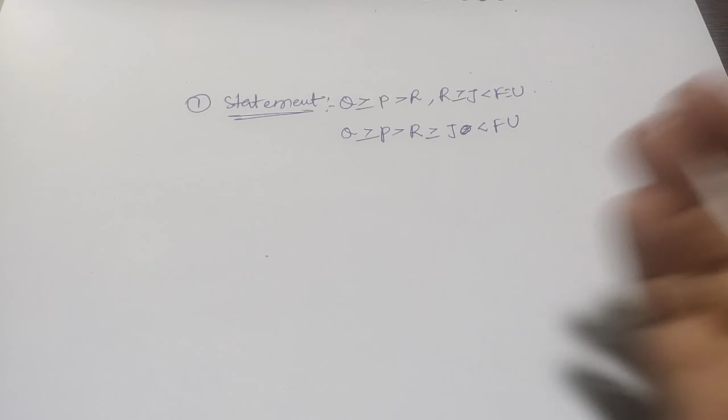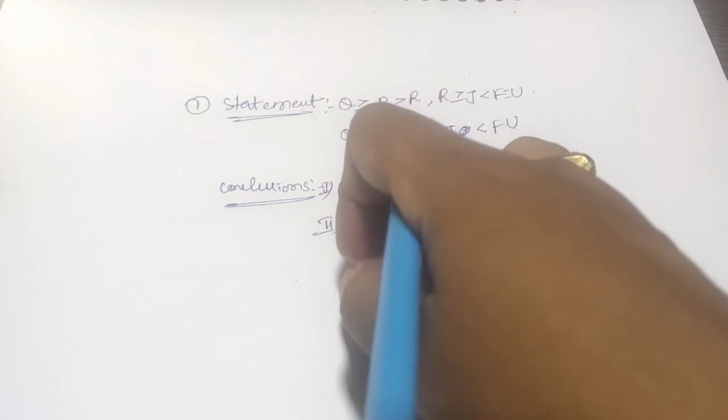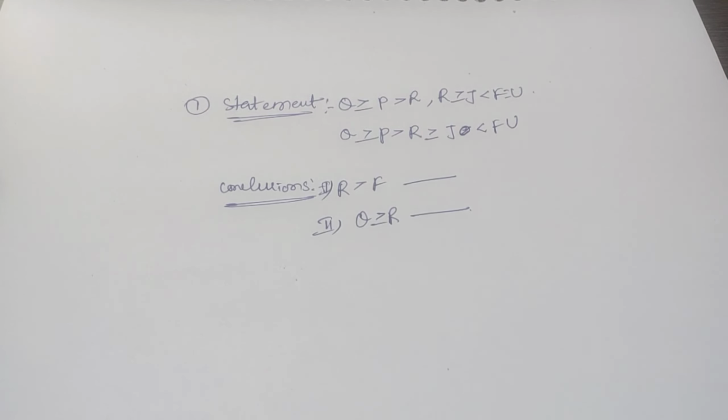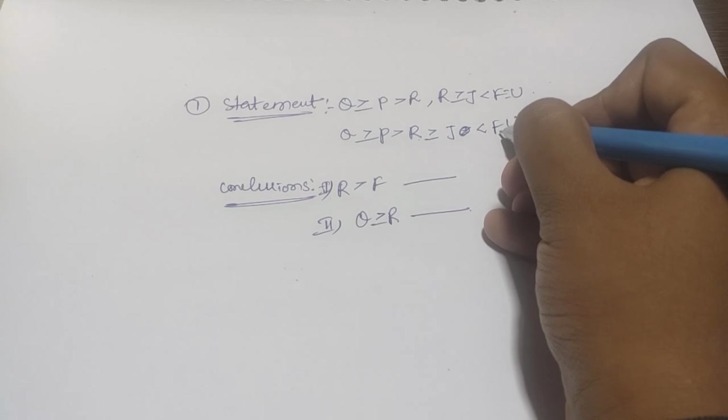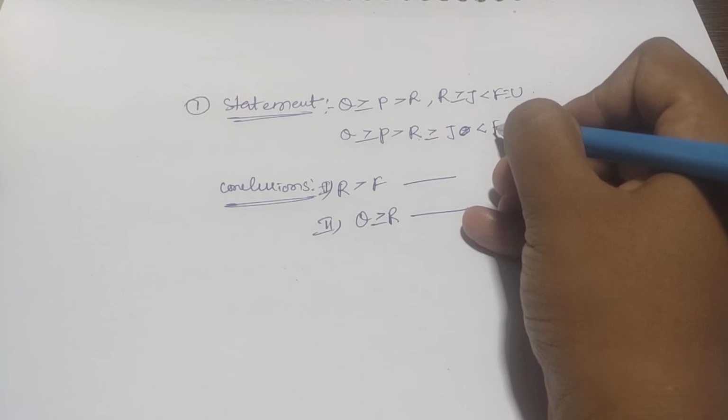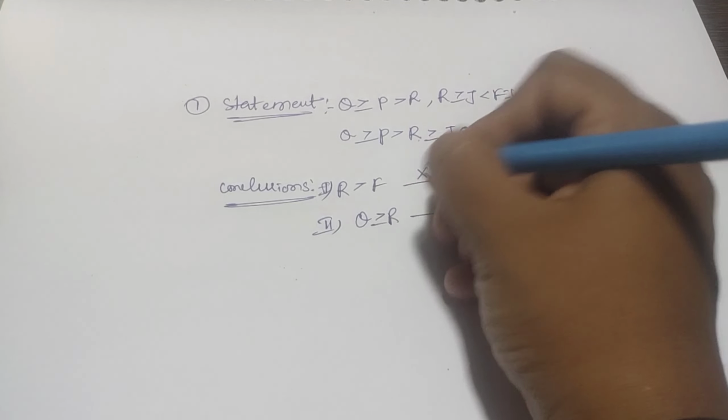Right. Now conclusions. These two are conclusions here. Now R is greater than F. Here R is here, F is here. Here greater than or equals to, less than. Both the symbols are there. So this one does not follow.